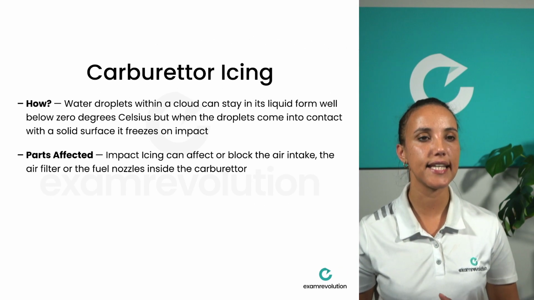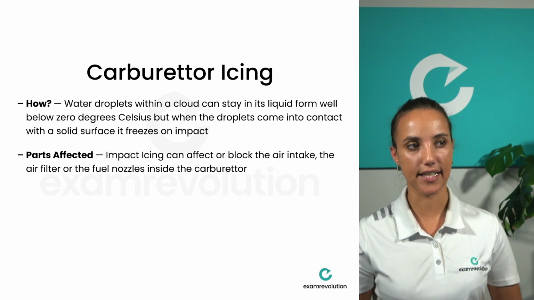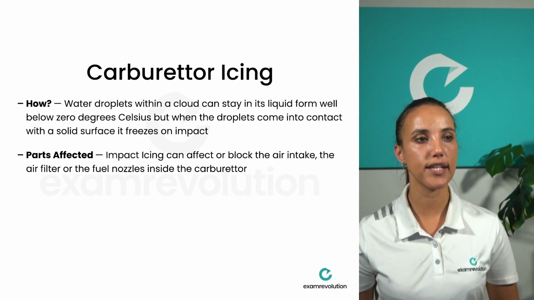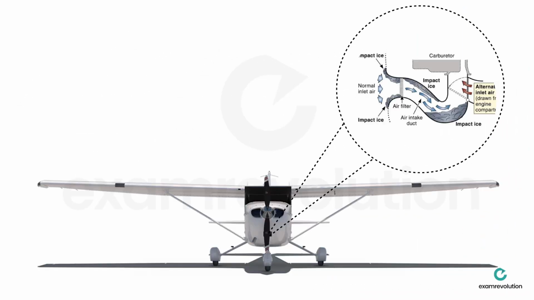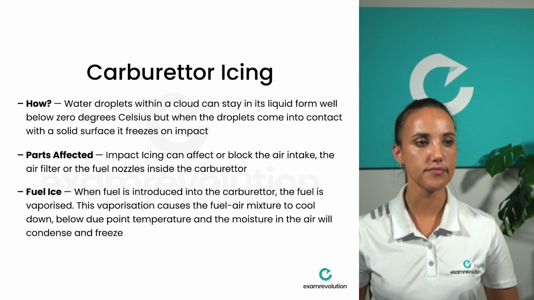So impact icing can affect or block the air intake, the air filter, or the fuel nozzles inside the carburetor. So if you have a look at this image over here, you can see how on the right hand side, as the air impacts the air filter and around the induction piping and filtering, the ice has started to form, and that also can prevent the air from getting to the engine.